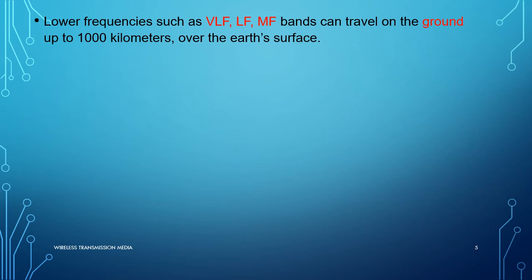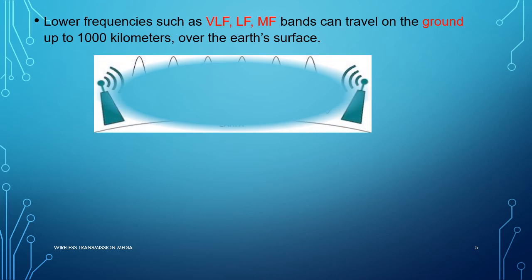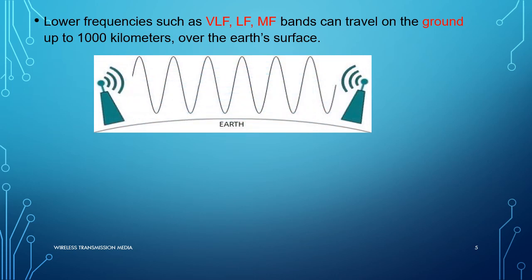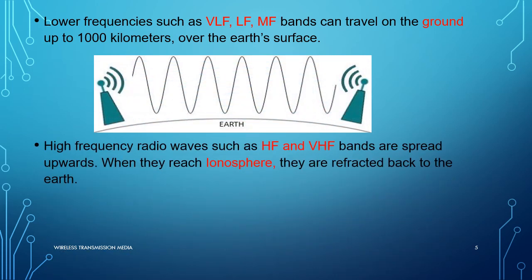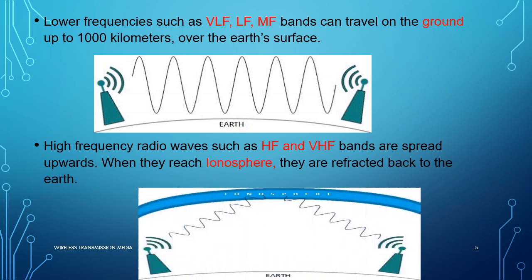Low frequencies such as very low frequency and medium frequency bands can travel on the ground up to 1000 kilometers over the Earth's surface. High frequency radio waves such as HF and VHF bands spread upwards, but when they reach the ionosphere, they are refracted back to the Earth.